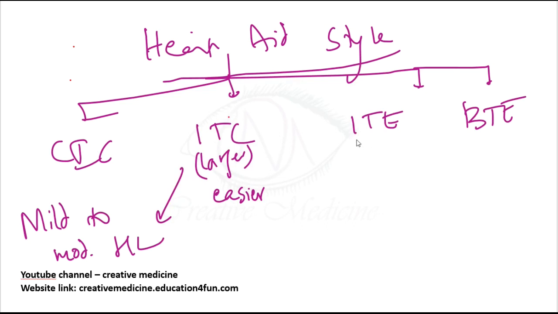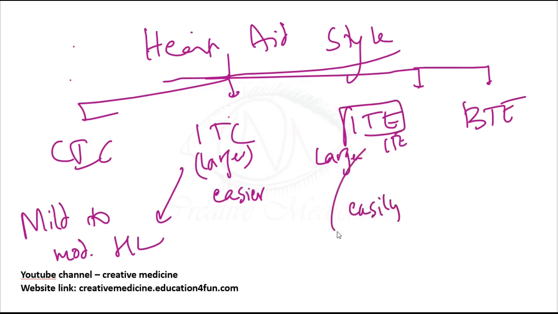Then we have the in the ear type. The in the ear type is larger than the in the canal type. It will completely fill the bowl of the ear. It is used for a variety of hearing impairments: mild, moderate, and severe. It is easier to use than the completely in the canal or in the canal type, and it can be used for almost all types of hearing loss.